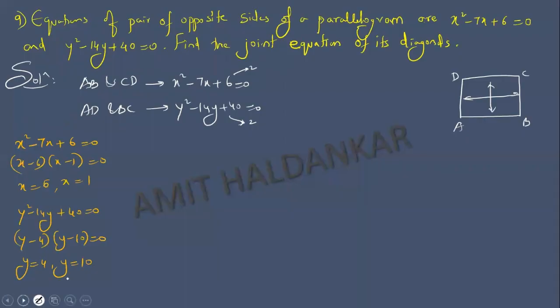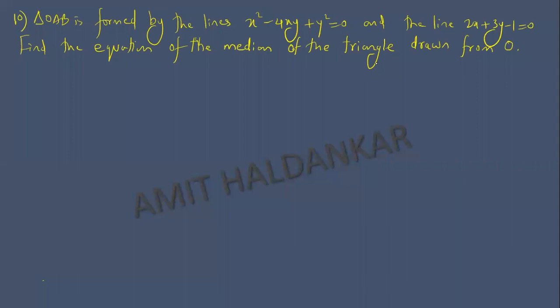So this is the question that we had covered right now. Next question: Triangle OAB is formed by the lines x square minus 4xy plus y square equal to 0 and the line 2x plus 3y minus 1 equal to 0. Find the equation of the median of the triangle drawn from O.